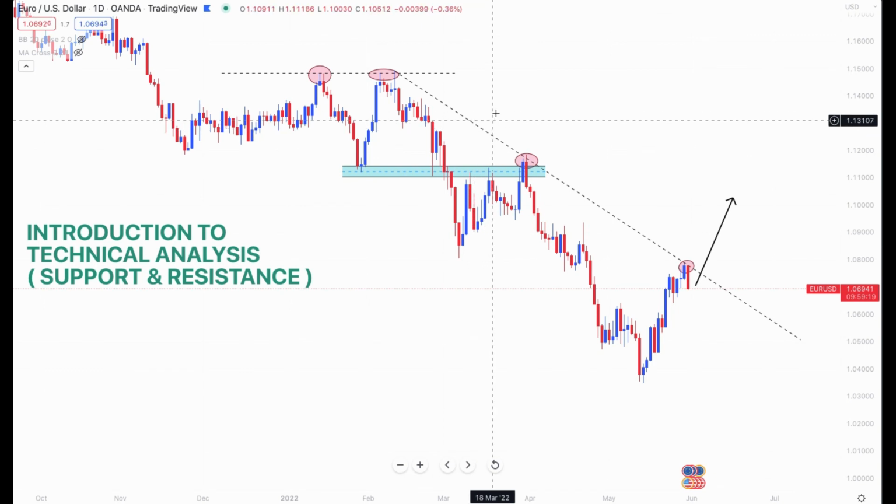We have a lot of traders that post different setups and ideas using solely only support and resistance, right? Yes, and the moral of the story is yes, support and resistance is indeed one of the best indicators that you can use.